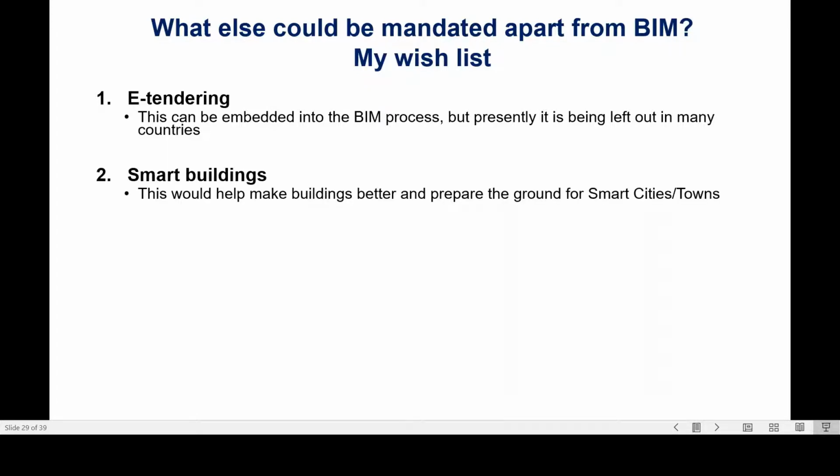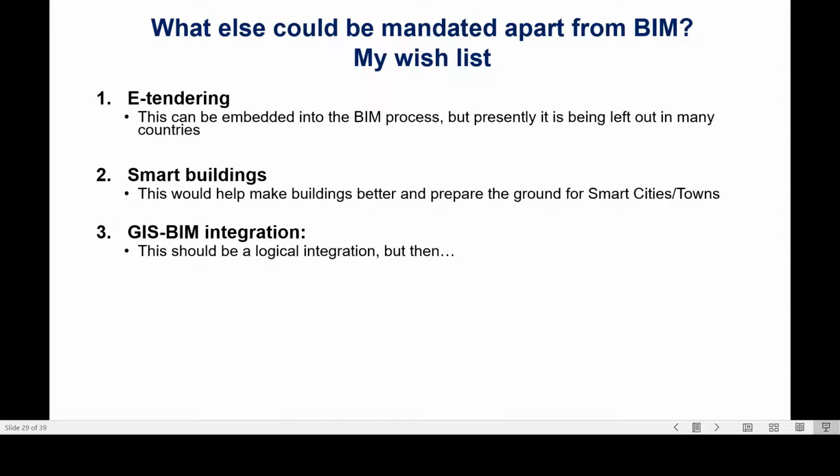Smart buildings can be mandated. Not every single building out there, not every school should be made smart, but as many buildings as possible, we should start to mandate them, especially new ones, and maybe even the existing ones. We could try to refurbish them, because we need to start laying the foundation for the future smart cities of tomorrow.